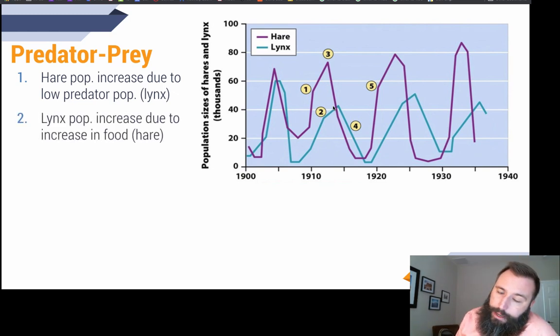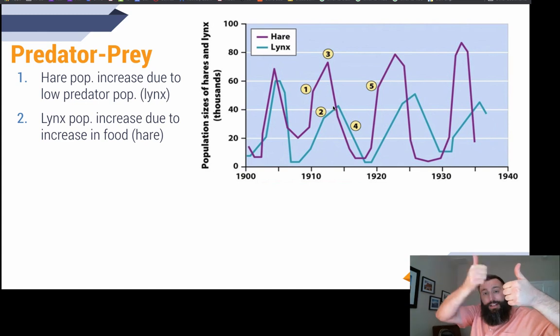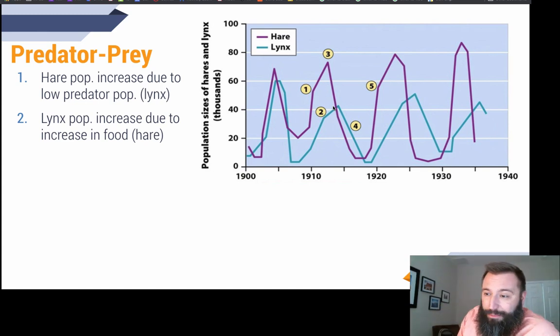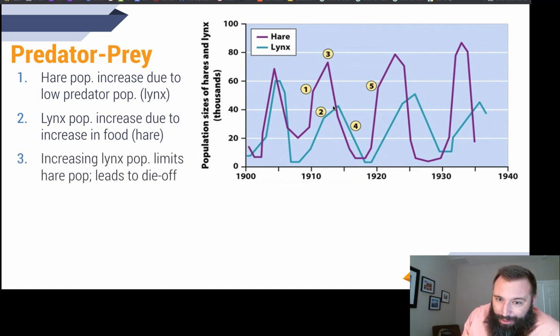Well, take a look at the next step here. The lynx population, the predator population, will increase then too because there's now an increase in the food available in the area. So we're increasing the access to those limiting resources for one species, and we're going to see them increase in population size as a result, right? More food means more prey, means more predators, and the predator population increases. Take a look, step 3 here. Increasing lynx population will limit the hare population. This leads to a die-off.